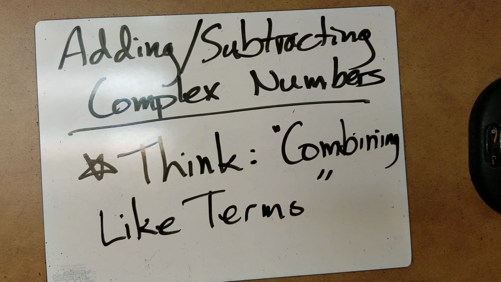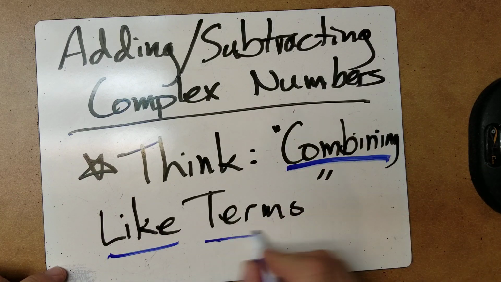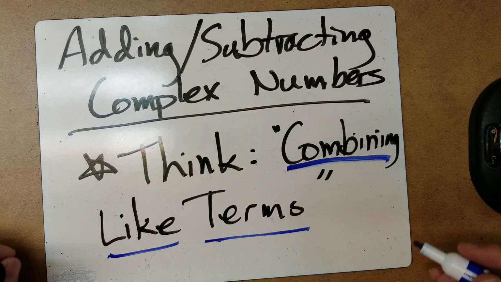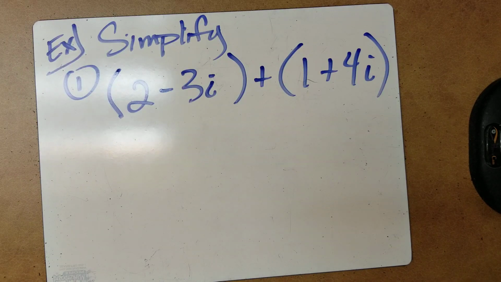All right, the next topic, our second goal, is adding and subtracting complex numbers. And here's what I want you to think. Think combining like terms, where you treat i like a variable. If you think about it that way, this is going to be real easy. Let me show you some examples.